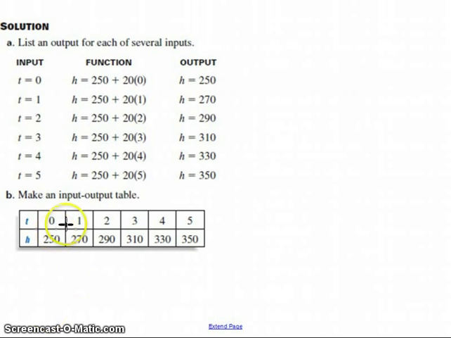I just wanted to focus the attention on the table that you created from this set of data. So here are all your inputs that the textbook chose, 0 through 5, and the outputs, 250 through 350, organized here into a table.